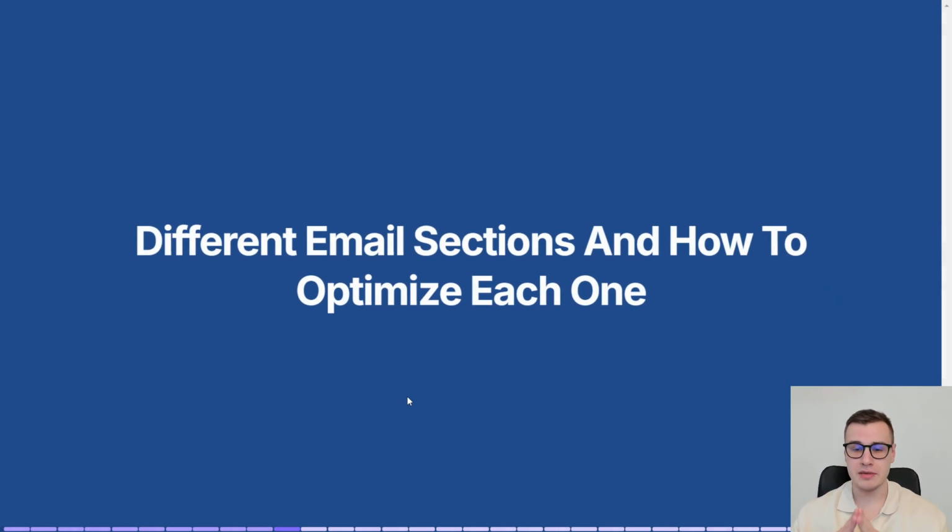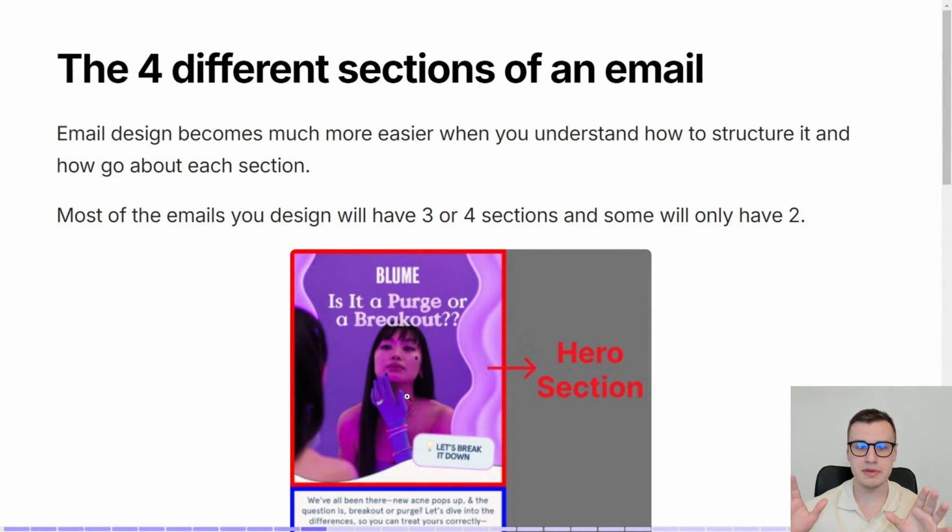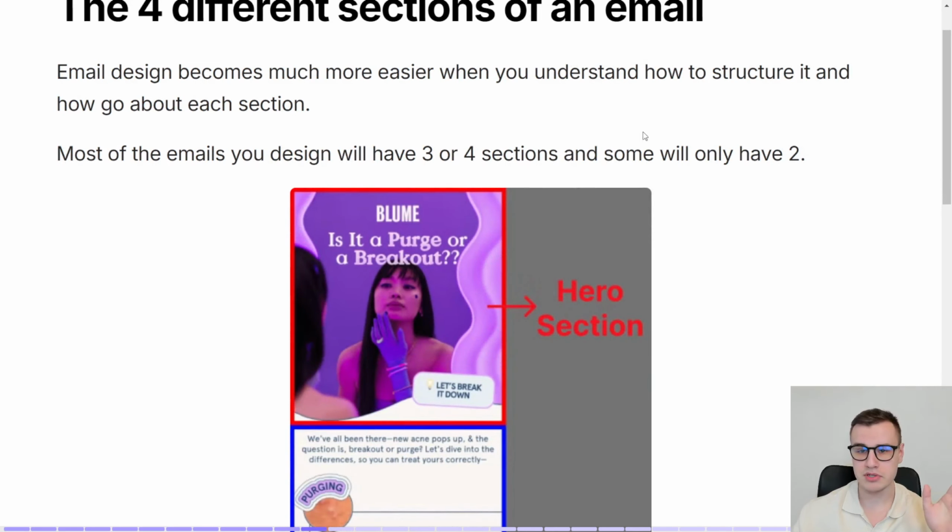Alright, so different email sections and how to optimize each one. Email design becomes much easier when you understand how to structure it and go about each section. So you don't have to plan the design of the whole email in one go. You can be like, okay, for this section I will design it like this, then go off of that, right? Now, most of the emails you design will have 3 or 4 sections, and some will only have 2. This includes the footer always in one, but some emails, if you don't have a footer, can have only one, right?